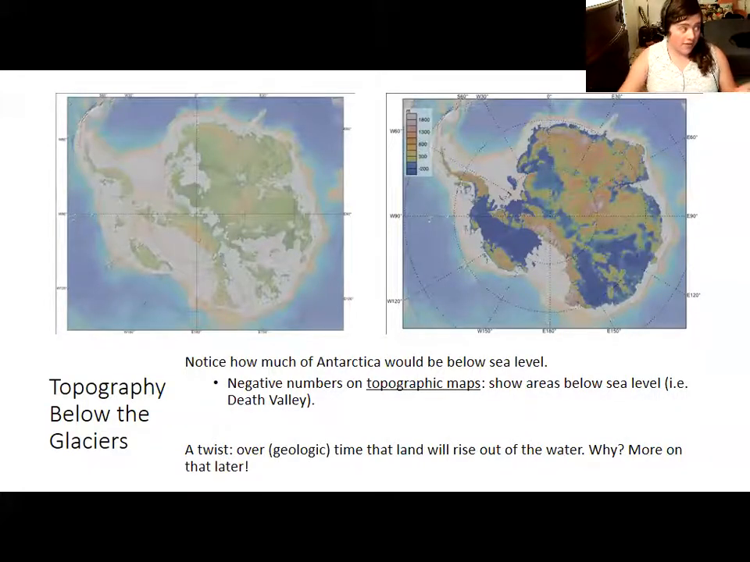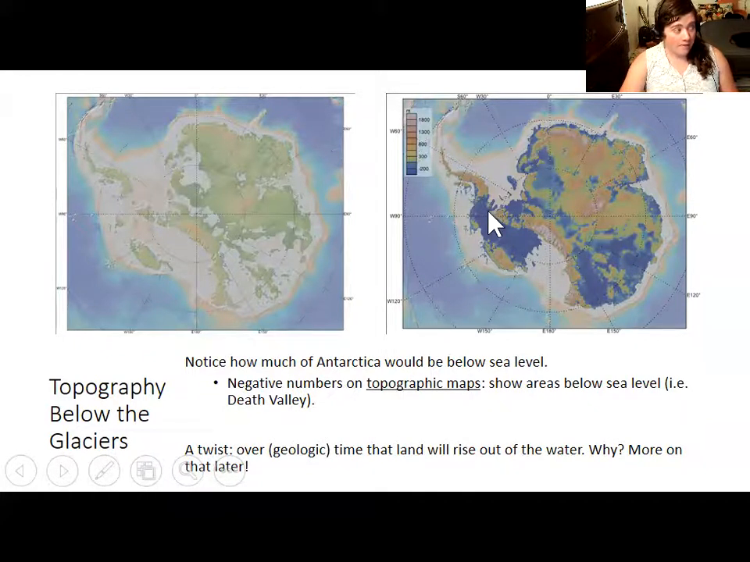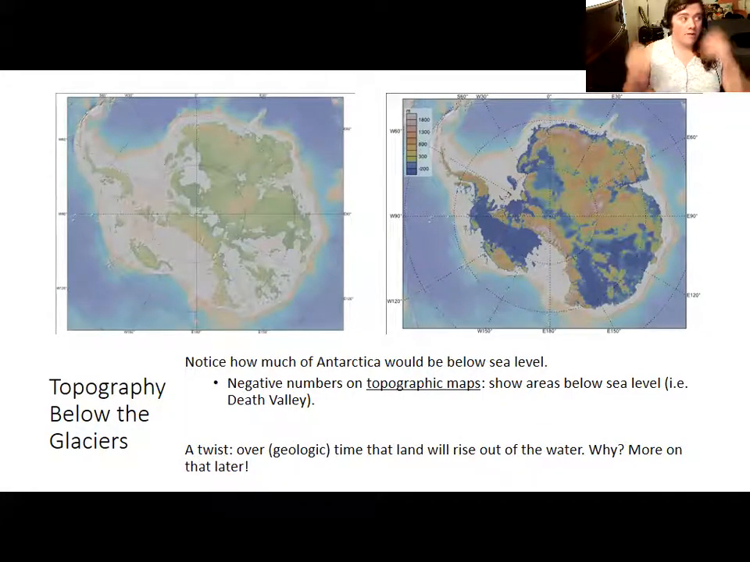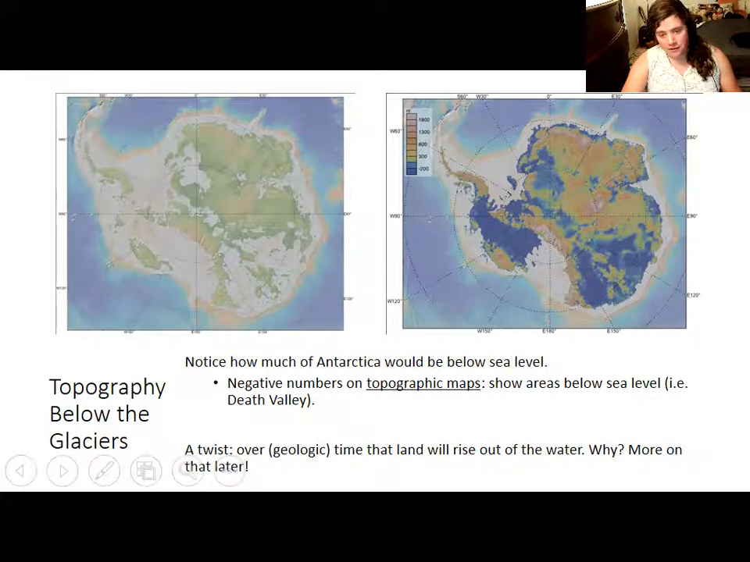Now, Antarctica is really different if you take the glaciers away. This map on the left shows you what it would look like if the glaciers weren't there, like if they melted. And this is the topography beneath the glaciers. You'll notice that there is quite a bit of blue, the negative numbers. If you have a topographic map and you have negative numbers, that's not an error. 0 on a topographic map is sea level. Positive numbers mean higher and higher mountains, so Mount Everest is going to have a lot of closely spaced contour lines with high numbers. Antarctica, if you actually look at its topography below the glaciers, a lot of it has sunk down a lot.